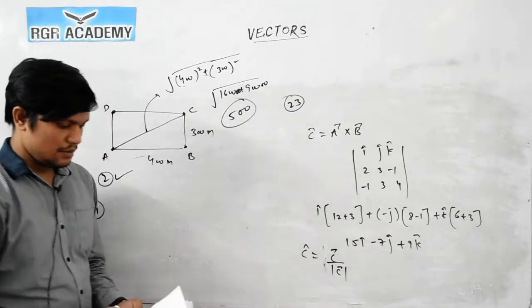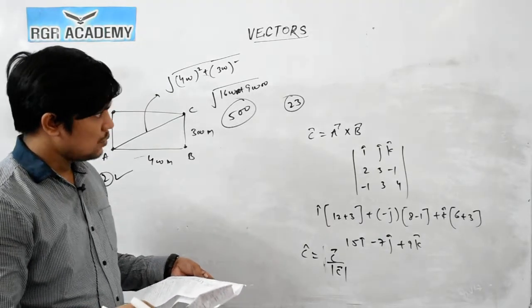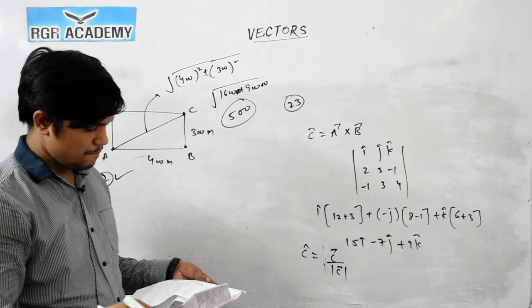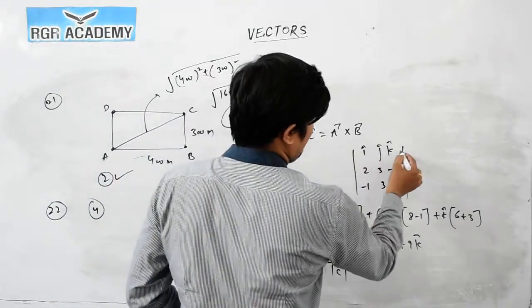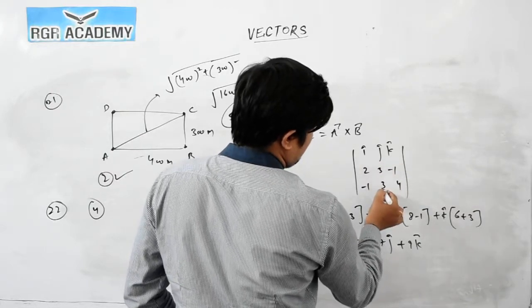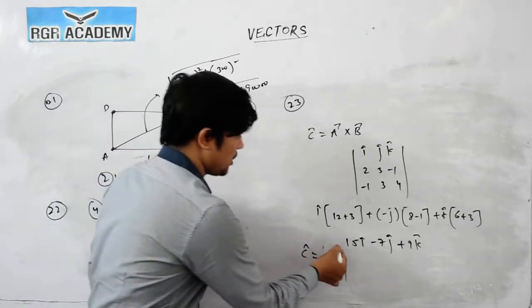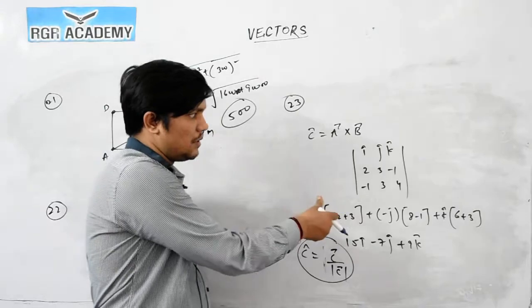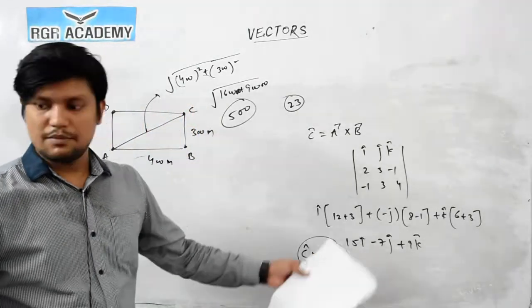So actually there are some calculations. If you consider 2, 3 and minus 1, and minus 1, 3 and 4, you expand along this: 12, this is minus 1, so it will be plus 3. So according to the question given, like this way we can solve. But the options will not match because they have given a different answer. But the method is the same. You can check this.